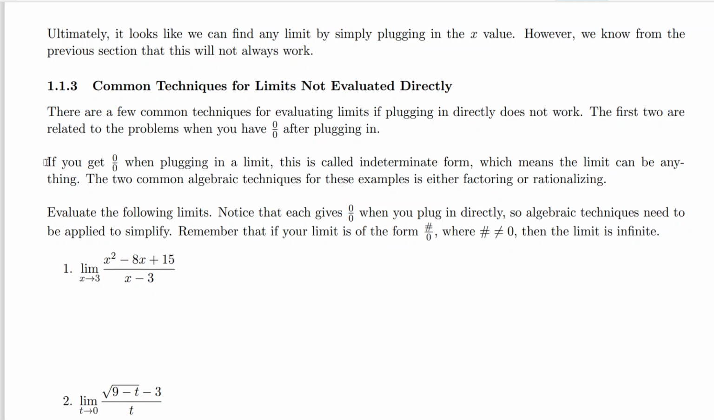We introduced this in the last section, but if you get 0 over 0 when plugging in a limit, this is called indeterminate form. What this means is the limit can be anything. It could be 0, it could be e, it can be infinity, it can be 1, 2, -1, square root of 2, anything at all.